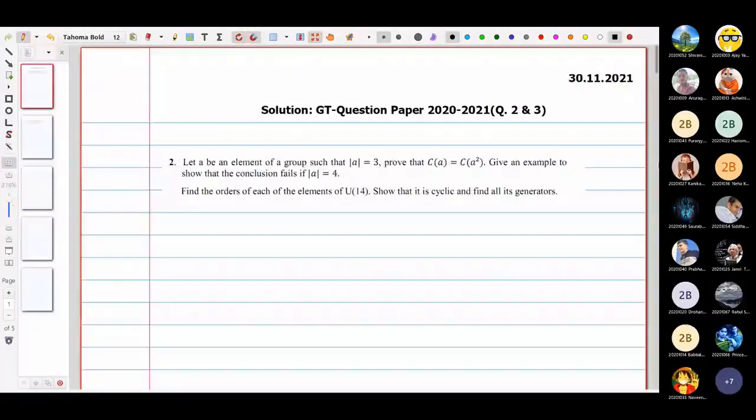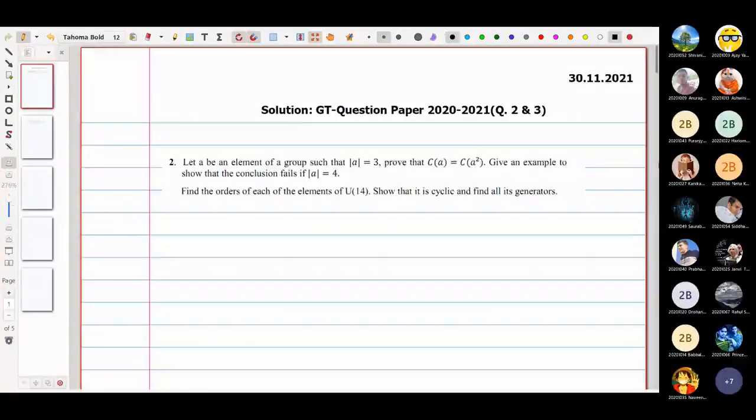Yesterday we were discussing the solution to the question paper of 2020-21. It came in, I think, December 2020. So the first question we have discussed, and there are 5 more questions. Of course, in the question paper you will be given 6 questions in total, and you have to answer any 4 questions. So you have enough choice.